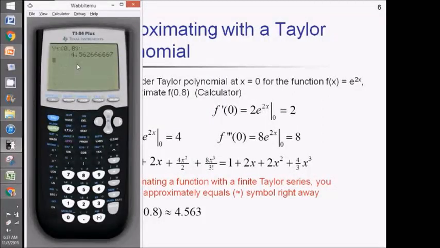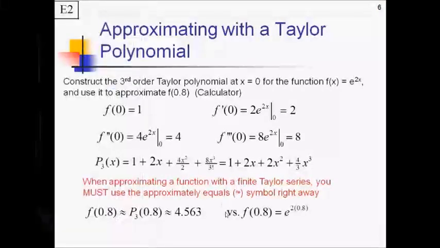So getting out of there, let me do alpha trace and then do y2 of 0.8. And that comes out to about 4.953. So it wasn't too far off. I mean, it wasn't super close. But here's the thing. If you wanted to get closer, you could have done more terms.